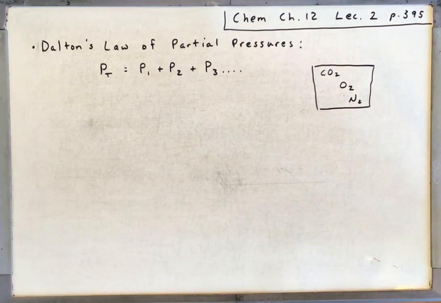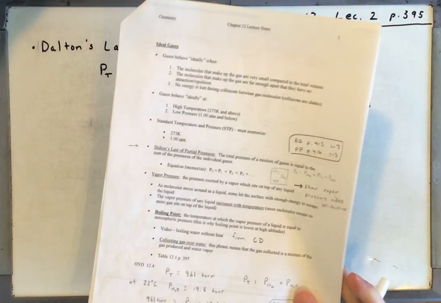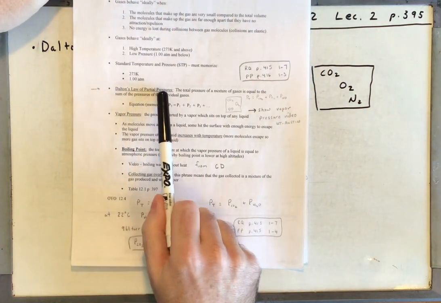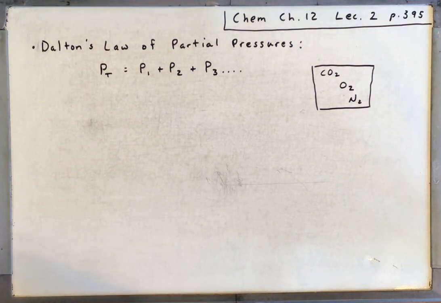Okay, this is Chemistry Chapter 12, Lecture 2. Our material starts on page 395 in your book. And on your notes, we are at Dalton's Law of Partial Pressures, and that is in the middle of page 3. All right, so Dalton's Law of Partial Pressures, pretty simple concept.